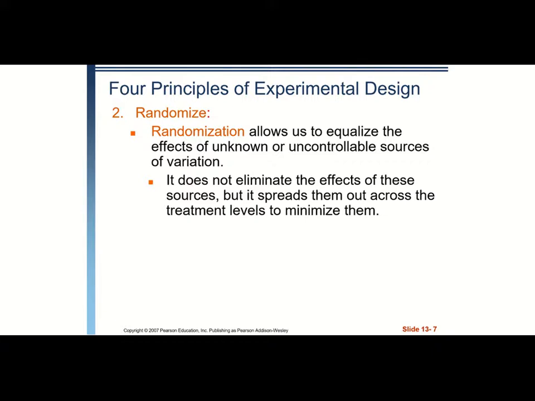Okay, randomizing our plots of land and which treatments they get would effectively equalize that. All right, it neutralizes out unknown or uncontrollable sources of variation.